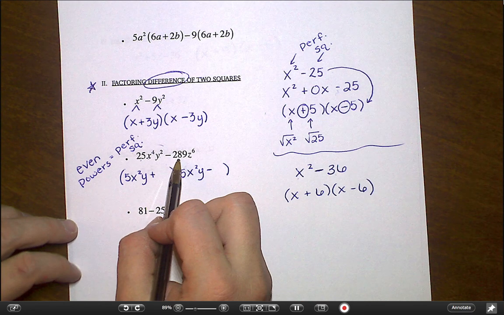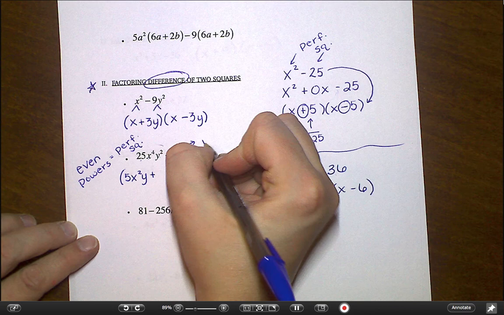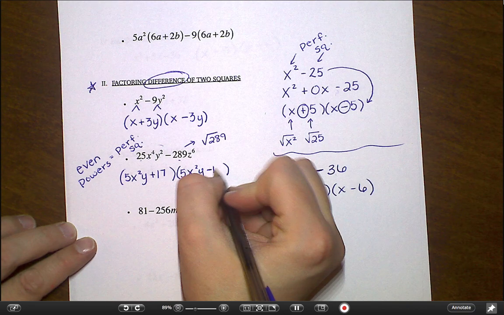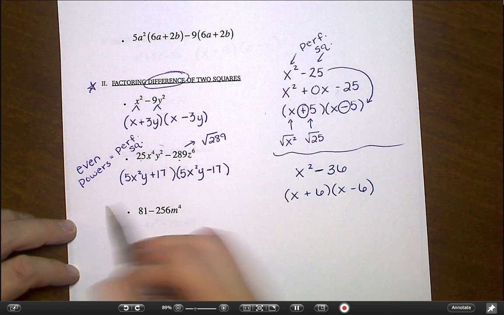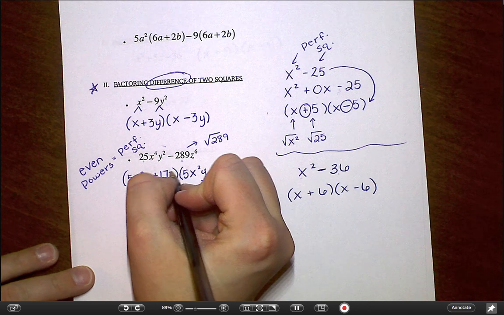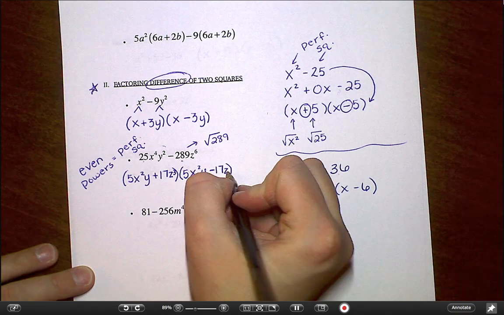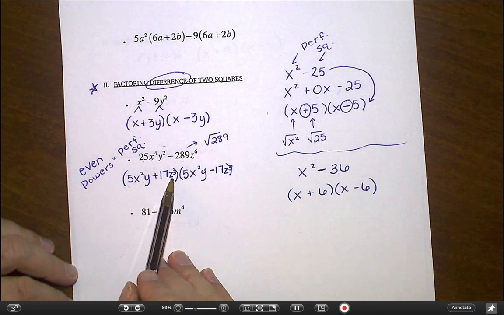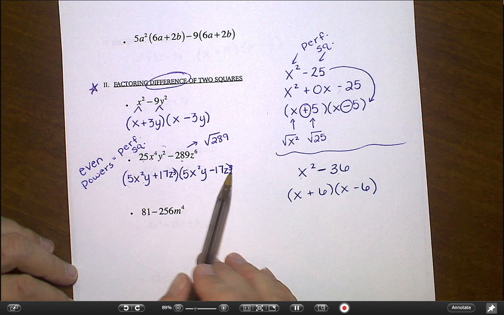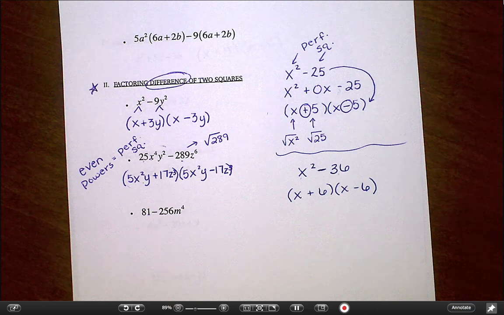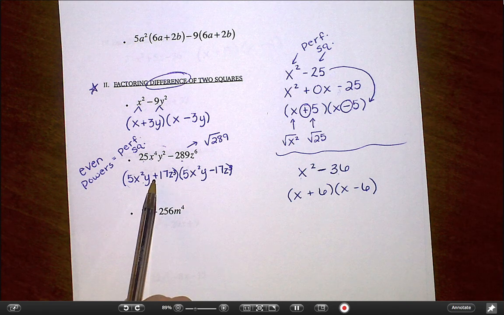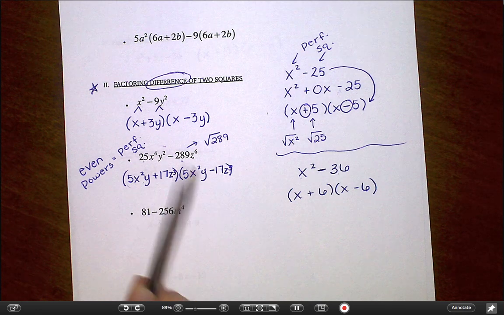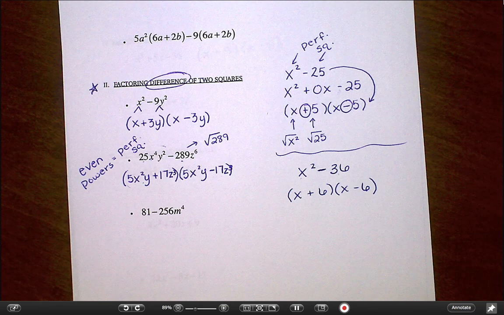289, you might not know that one off the top of your head, but if you needed to, in your calculator, you could do the square root of 289. It is 17. And then if you took z to the 6th and split it into two equal pieces, it would be z to the 3rd and z to the 3rd. Sorry, I kind of crammed that in there. But so it should be 5x squared y plus 17z to the 3rd, and then 5x squared y minus 17z to the 3rd. So the two parentheses should look almost identical when you're done, with the exception of the plus and minus. Okay? And that's what allows you, when you multiply things back together, to cancel out that piece that would normally show up in the middle.